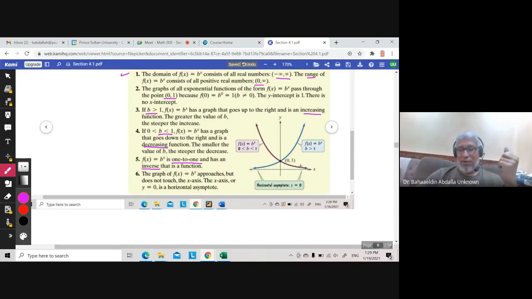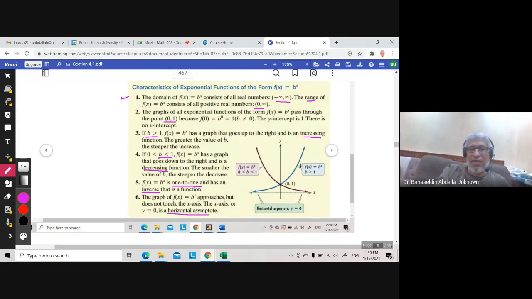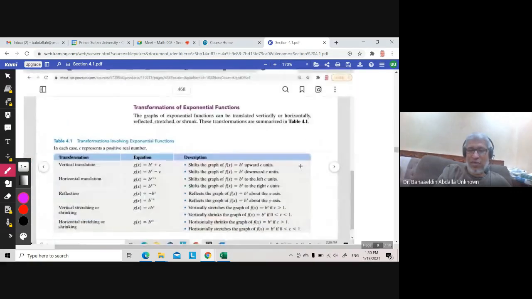Also, the graph of b to the power x approaches the x-axis. So the x-axis, which is the line y equals 0, is a horizontal asymptote for any exponential function. For any exponential function, the domain is always negative infinity to infinity, the range is from 0 to infinity, the y-intercept is (0, 1), the horizontal asymptote is y equals 0, and the function has an inverse. If b is greater than 1, the function is increasing. If b is less than 1, the function is decreasing. These are the characteristics of the exponential function.